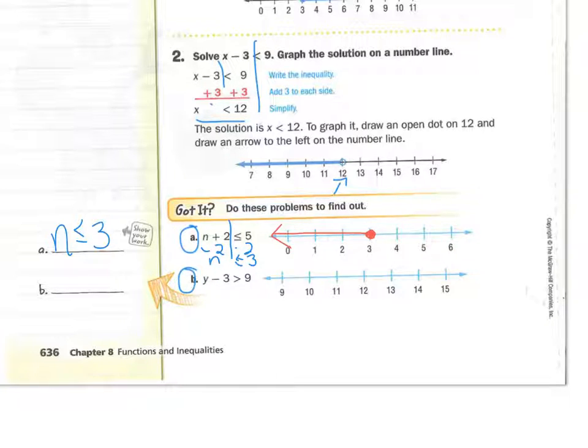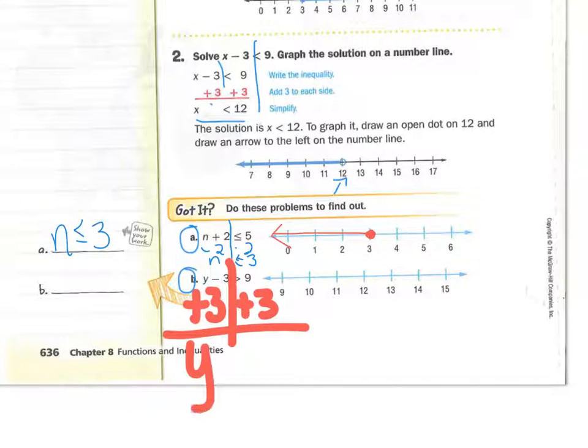Let's do the next one. y minus 3 is greater than 9. So we're going to add 3 to both sides, and then we are left with y is greater than 12. In this case, we would use an open circle because it's greater than, not greater than or equal to, and greater than goes to the right.